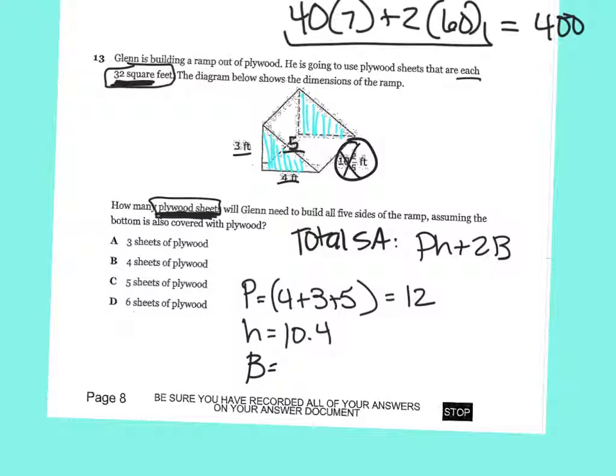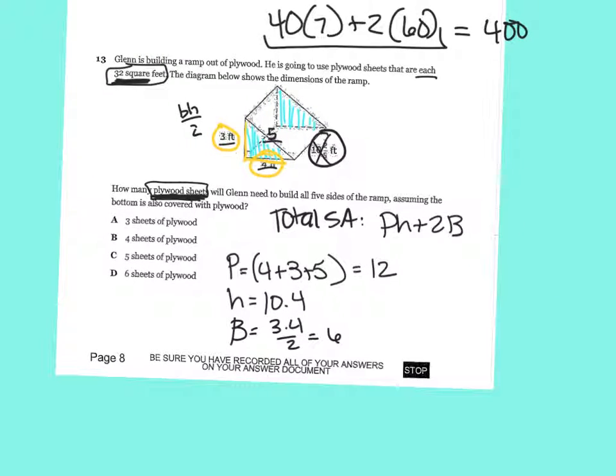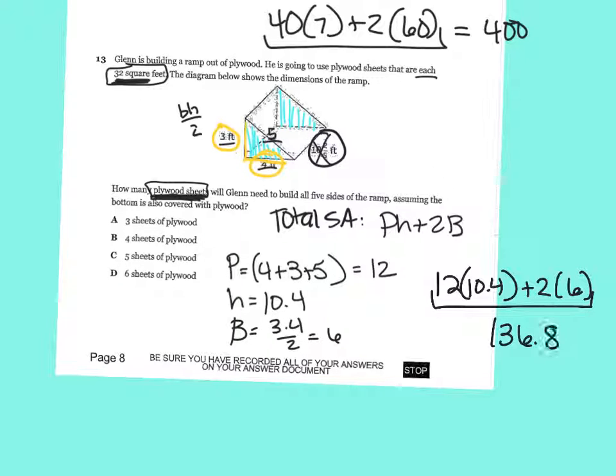Capital B. Again, since it's a triangle, I have to use the area of a triangle formula. Base times height divided by 2. And that's the base of the triangle times the height of the triangle, the two sides that make a right angle. So 3 times 4 divided by 2, which is 6. And then plug all that information in. So I've got 12 times 10.4 plus 2 times 6, all in the calculator just like that. Okay, and we get 136.8.